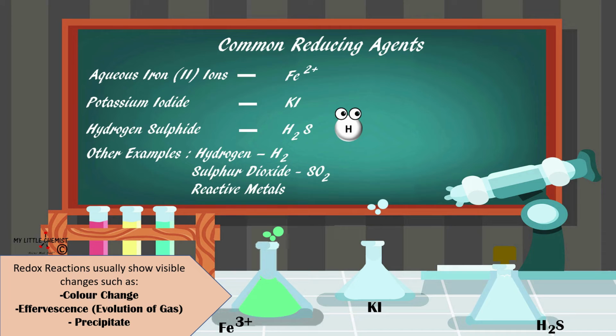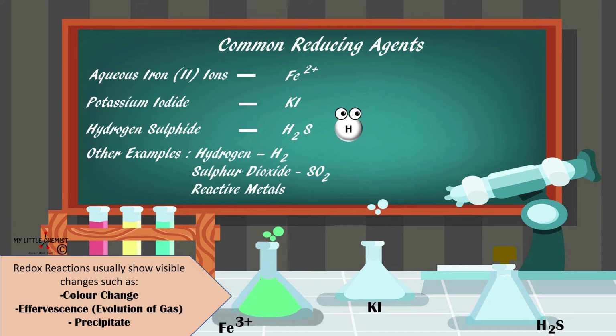Here are some common reducing agents. We'll be investigating the first three, which includes aqueous iron 2 ions, potassium iodide, and hydrogen sulfide. Other examples include hydrogen, sulfur dioxide, and reactive metals.